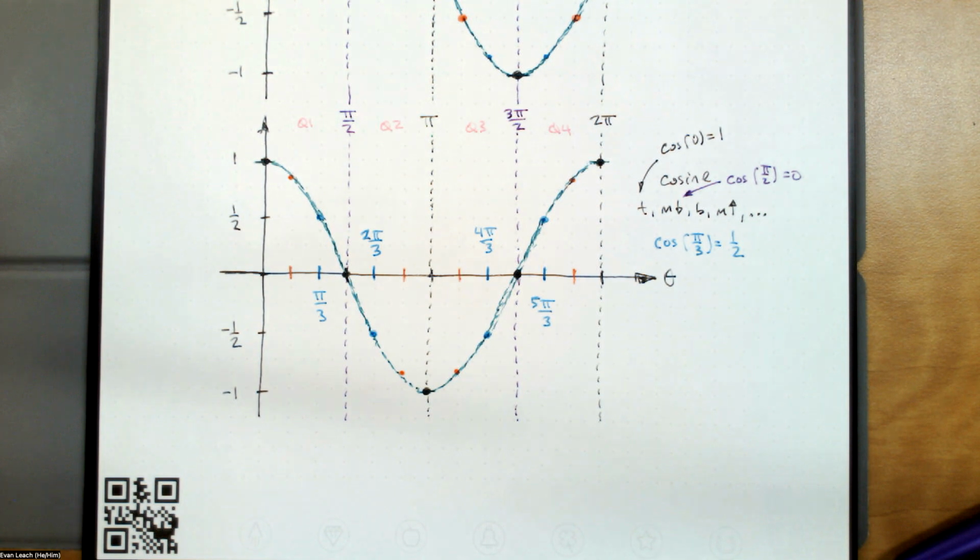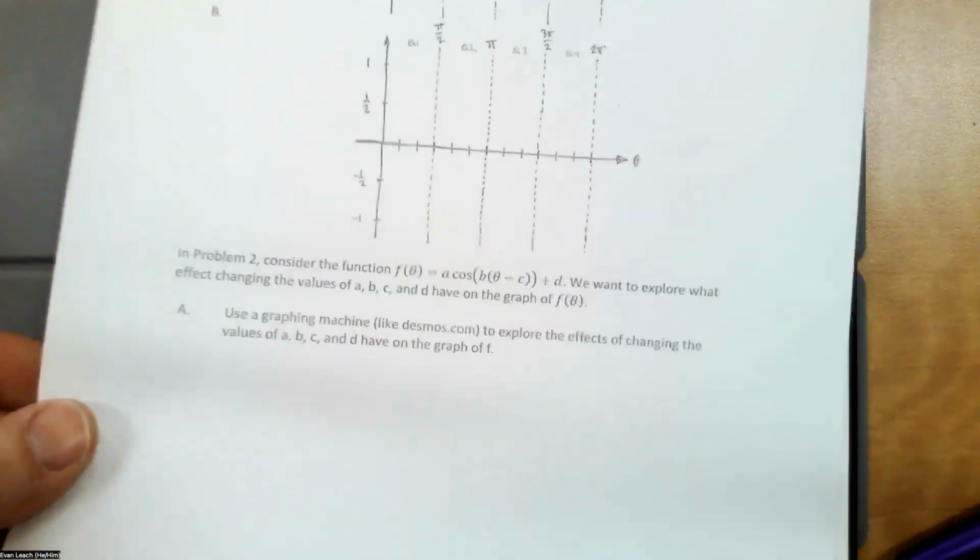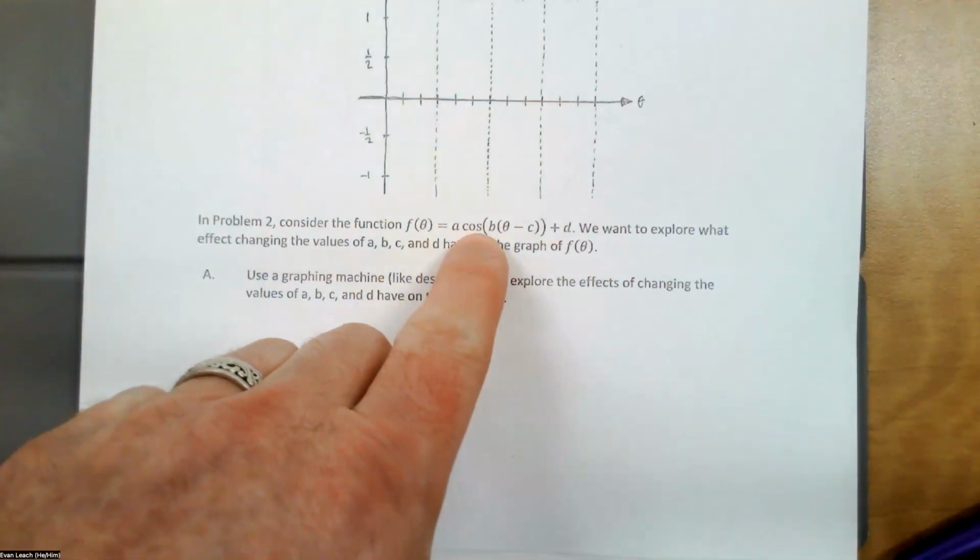So we've got our basic graphs. So let's take a break. And then when we come back, we'll talk about modifying this basic graph and see what happens when we start adding and multiplying things to a base cosine graph.